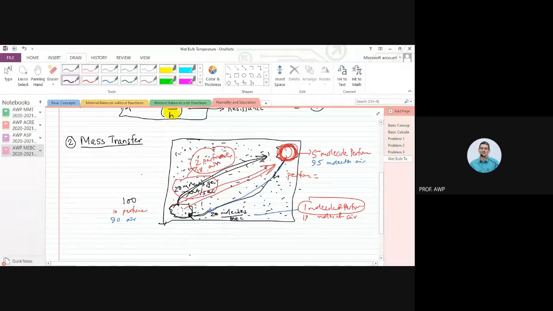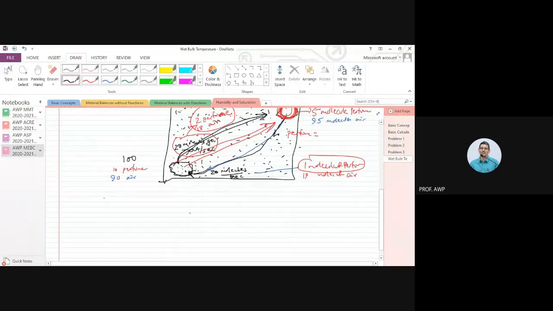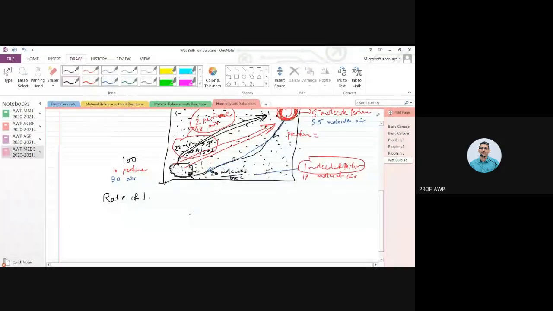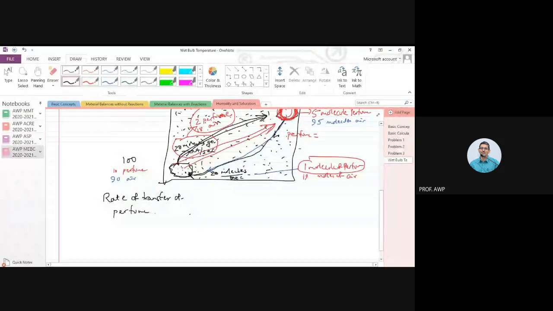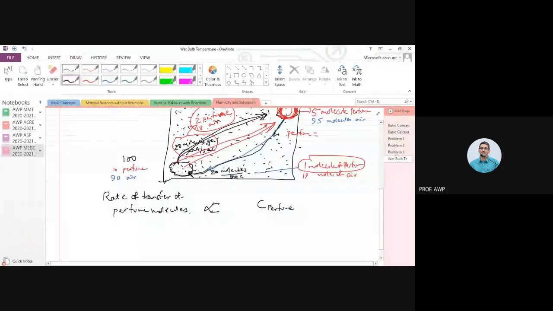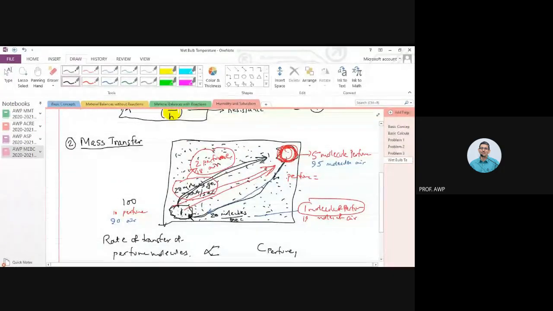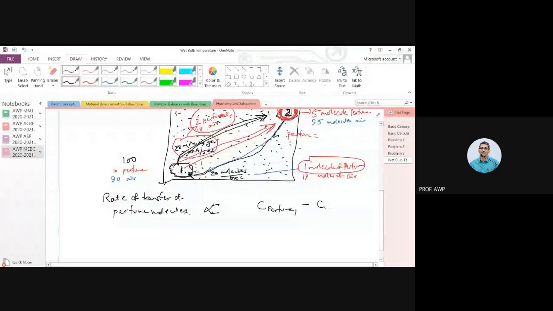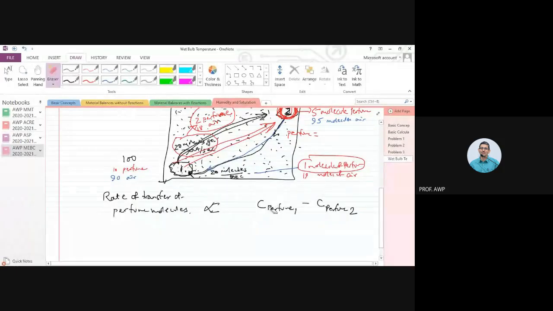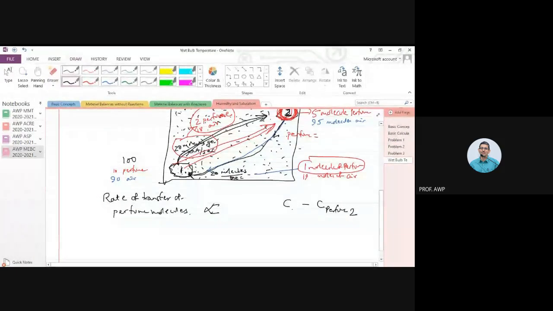Is that okay? So the rate of transfer of perfume molecules is going to be proportional to the concentration of perfume in control volume 1 minus the concentration of perfume in control volume 2. Do you agree with that? Yes, sir.